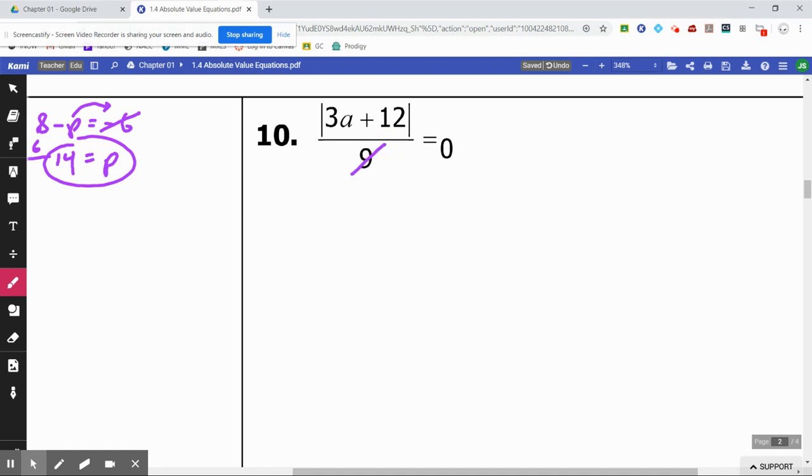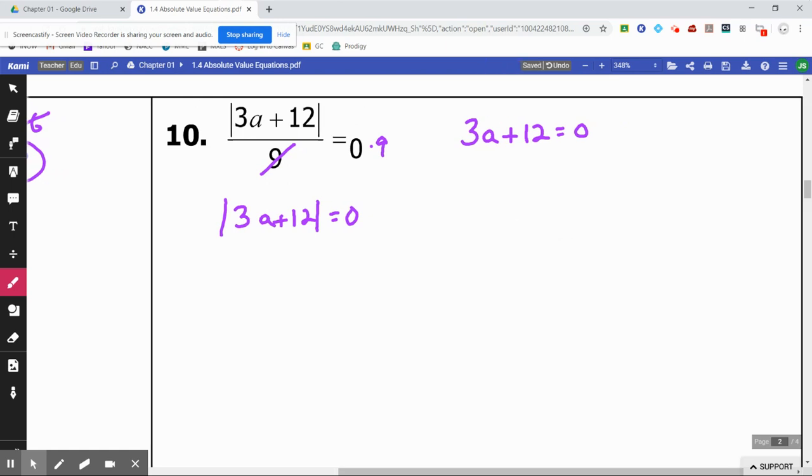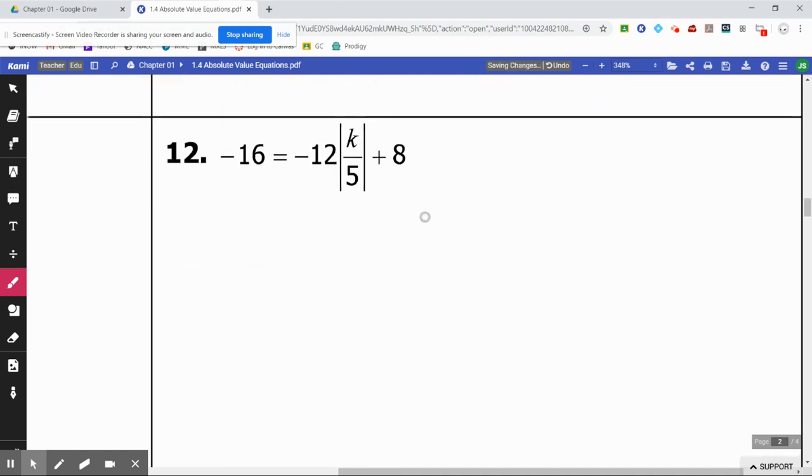Next one, you have divided by 9, so I'm going to move it to the other side by multiplying, and you have the absolute value of 3a plus 12 is equal to 0. Now, here, you can think that you're setting it equal to the positive 0 or negative 0, but 0 is a neutral number. So you really don't have to set it up twice. You can just do 3a plus 12 is equal to 0. That's going to be your only answer here. Subtract 12, divide by 3, and you're going to get a is equal to -4. I went ahead and did the 2 steps there for you. Number 11.